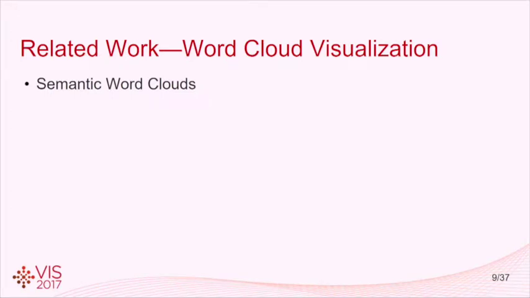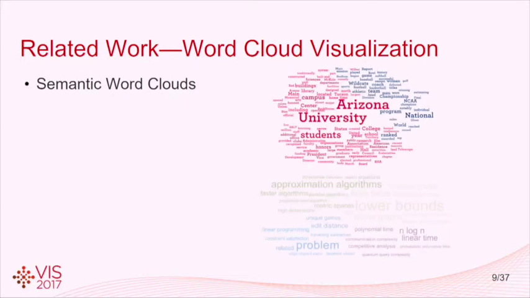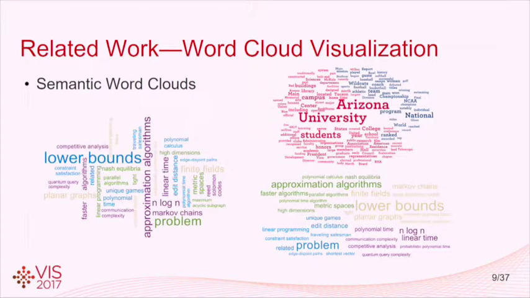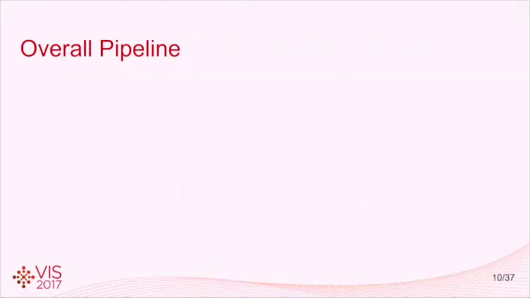Let's give a brief introduction to the related work. There is a lot of work in word cloud visualization. In semantic word cloud, similar words are placed close to each other. All existing algorithms do not allow users to reposition words, which means that semantics cannot be adjusted once the layout is generated. Our neighborhood preserving method is specifically important for semantic word cloud.